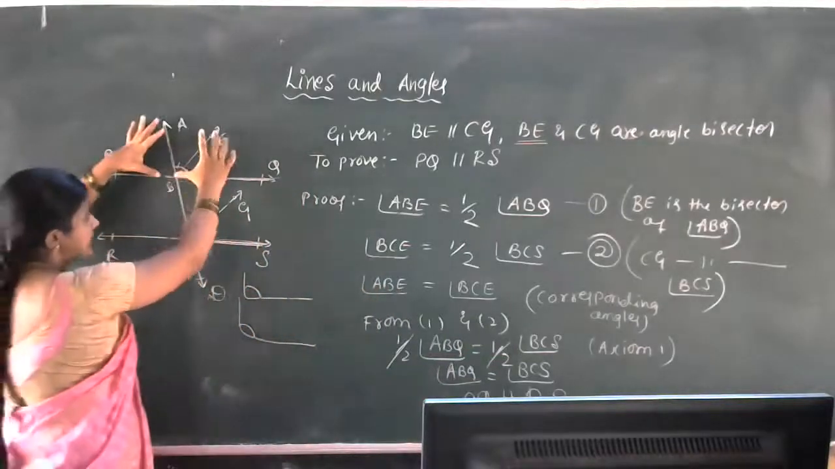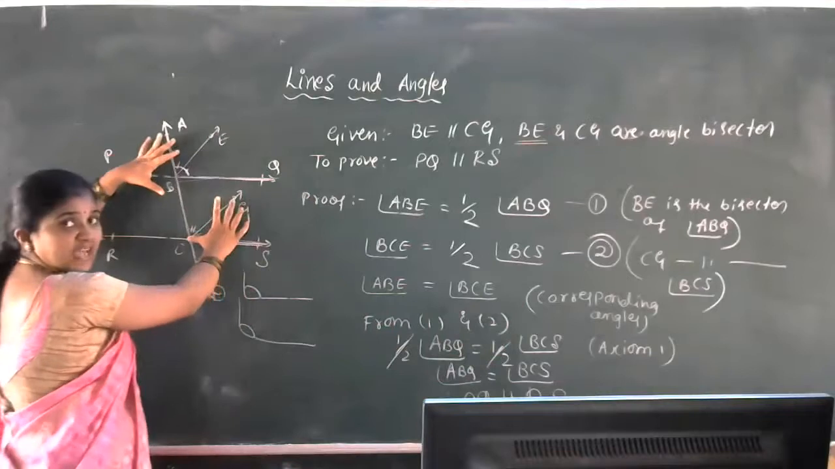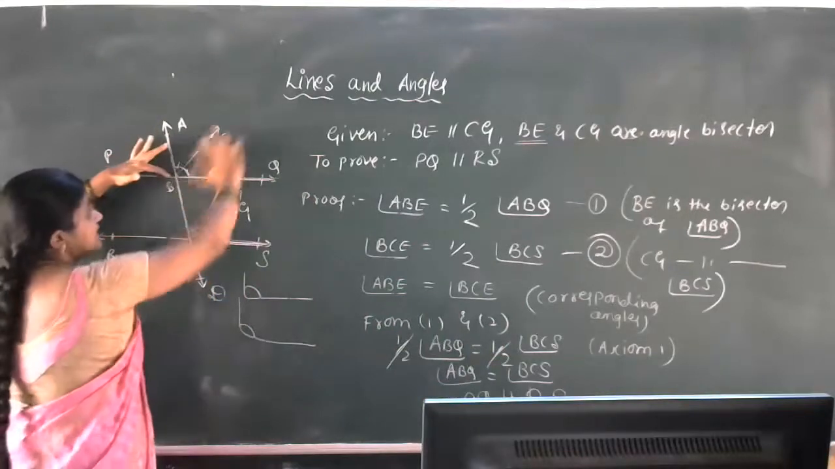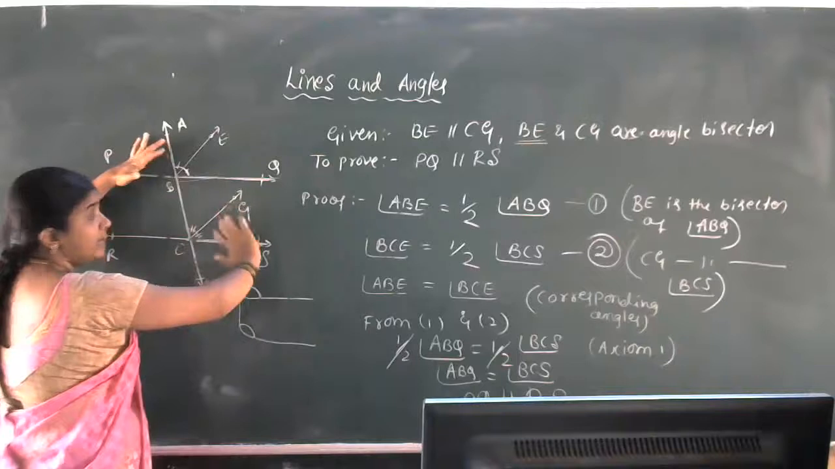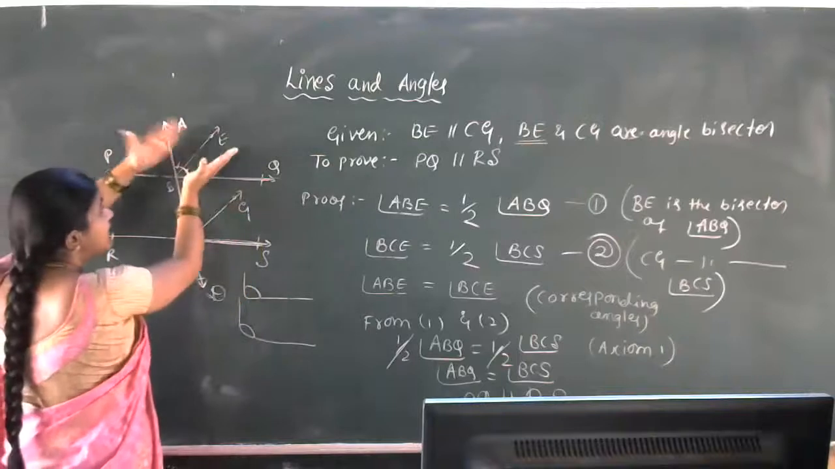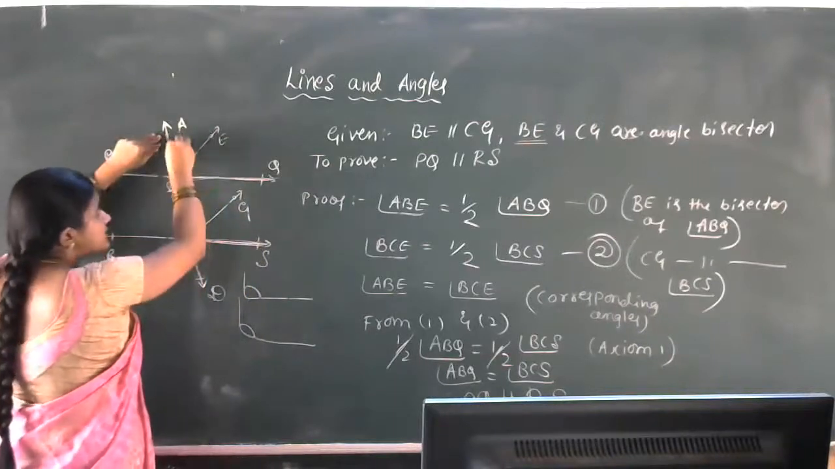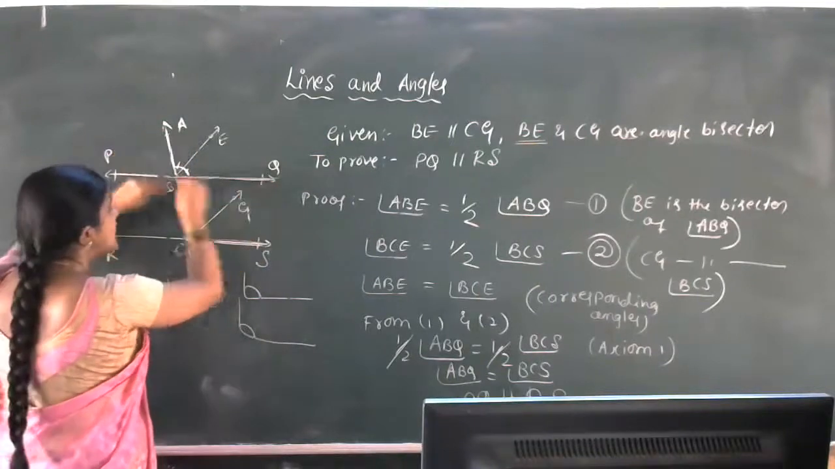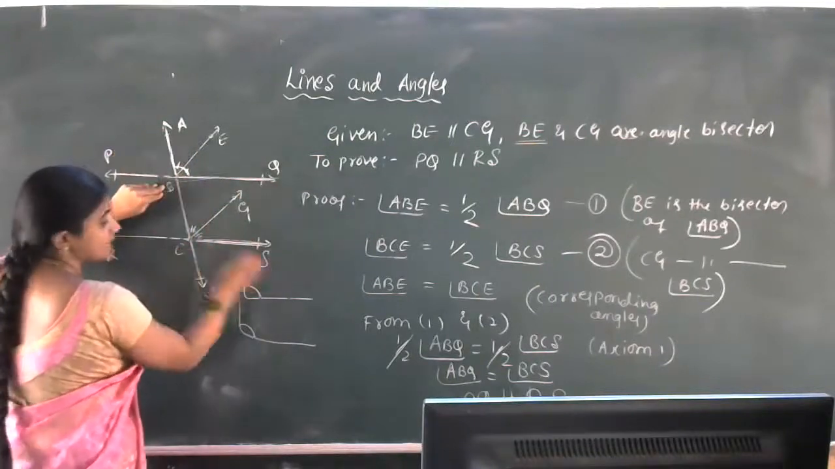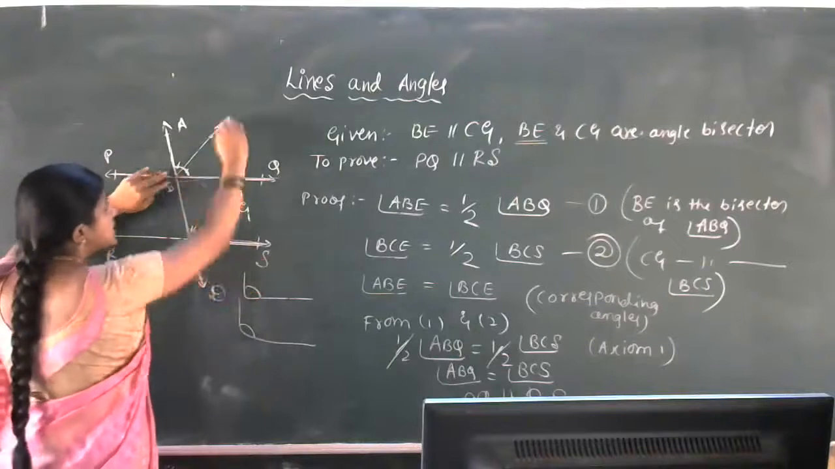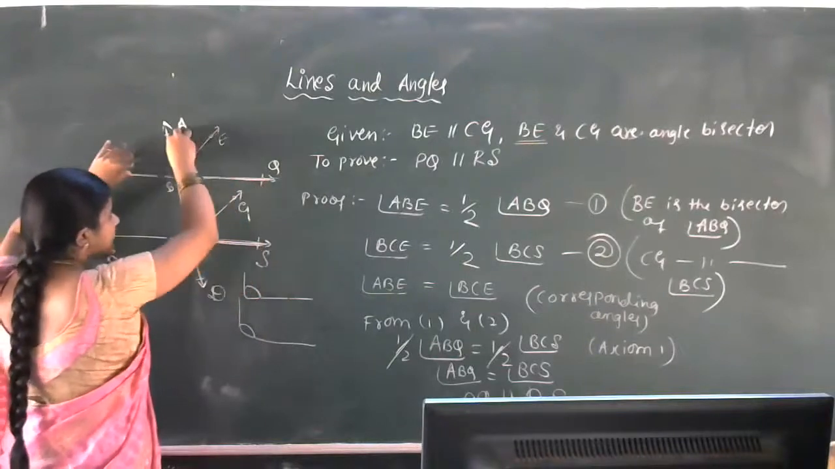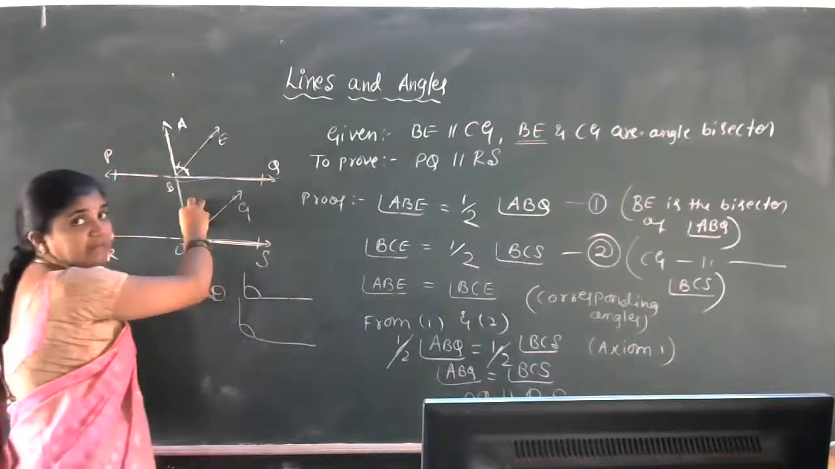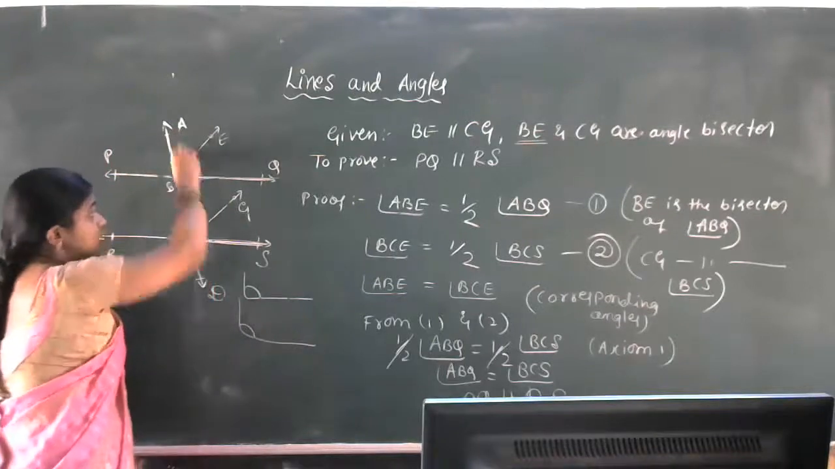See, very simple. Here we use the angle bisector concept. The BE line is parallel to the CG line, which is given. These lines act as angle bisectors, which divide the angle into half. So ABE is half of ABQ, first equation. Then BCG is half of BCS, second equation. These two lines are parallel, so ABE and BCG act like corresponding angles. So these two are equal.